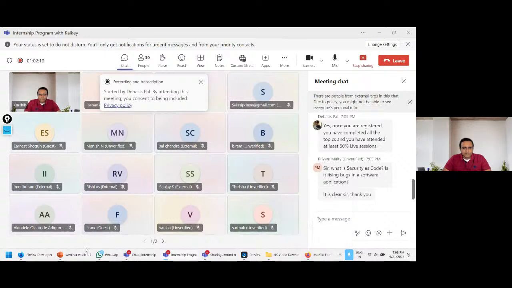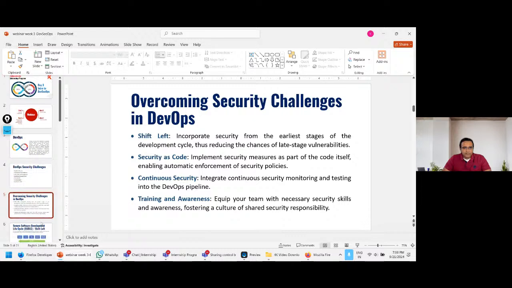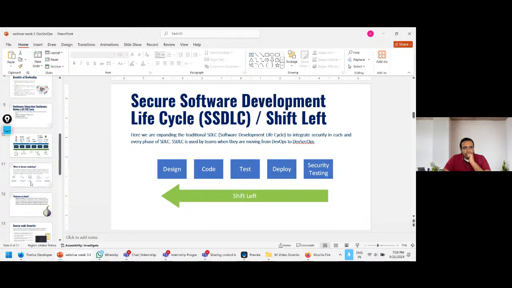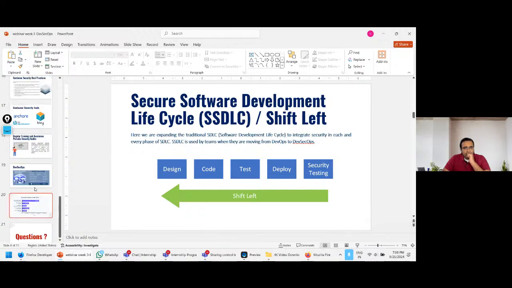Sir, Mirza here. I have a question related to what type of security. Do we have more scope in the job market here, like network security, cloud security, or application security?